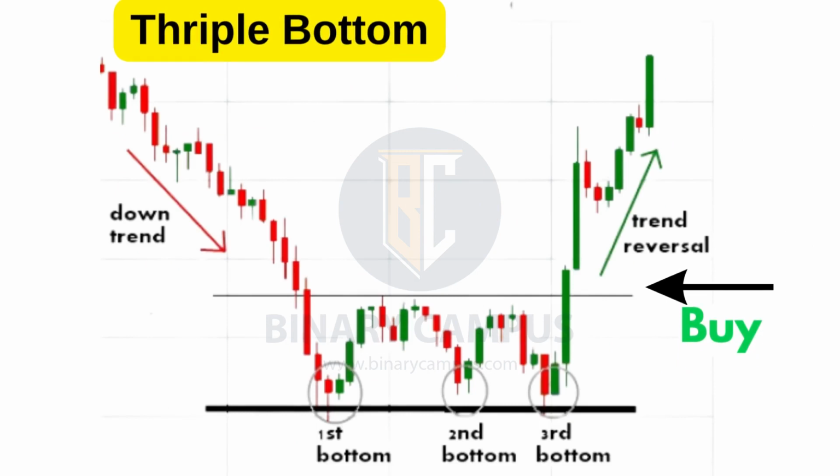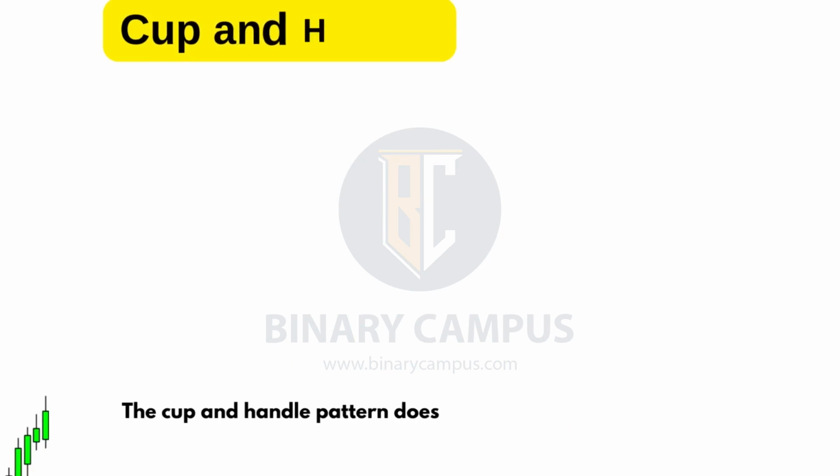Traders should only enter the long position when the price breaks out from the resistance level or the neckline. The stop loss should be placed at the third bottom of the pattern. The minimum target should be equal to the distance between your entry and the bottom. Sixth one is cup and handle.